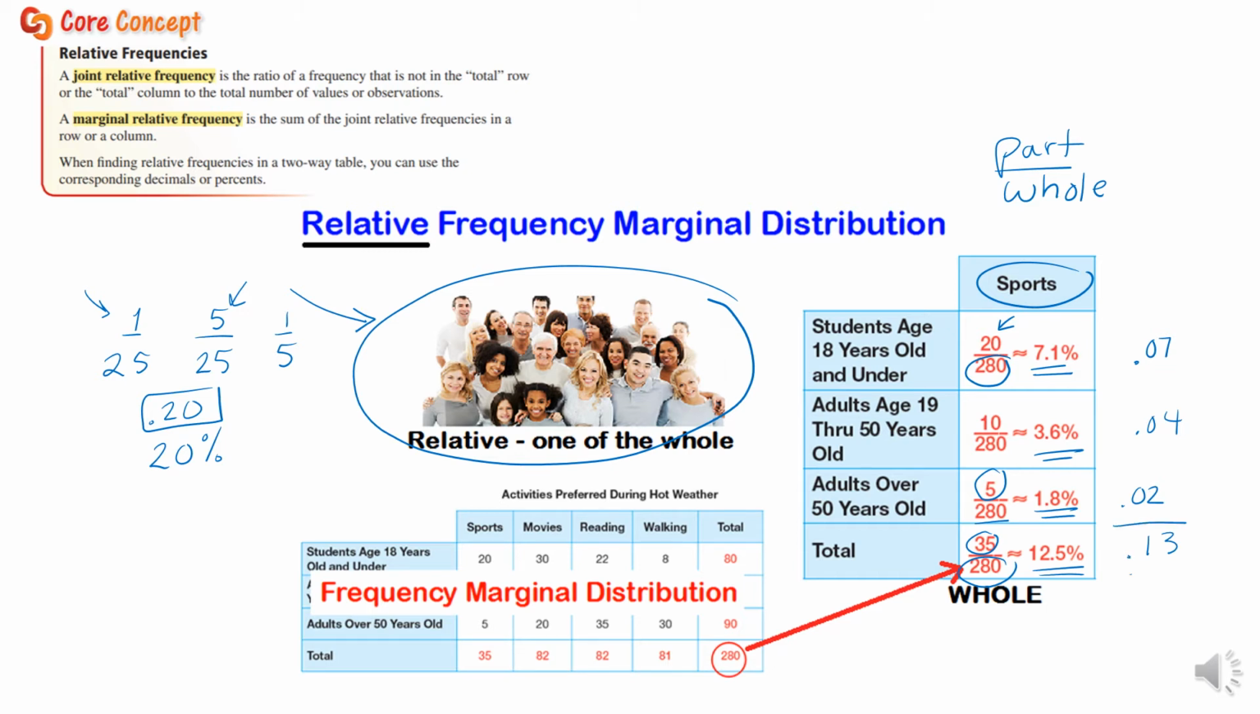Okay, the marginal relative frequency is when you do the margin. Okay, the total for the margin over the whole. And those should add up as well. Okay?